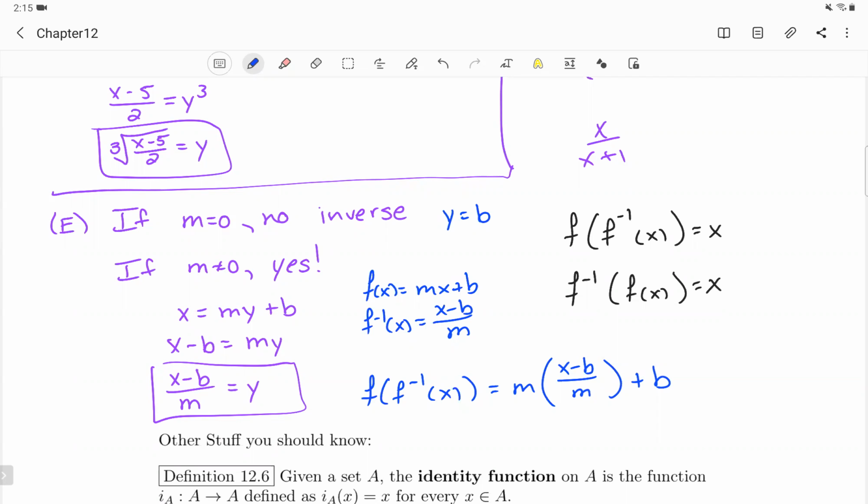Well, what happens? M cancels, and then what happens? 3. Yep. So we get x. Because the m's balanced to 1, then the b's balanced to 0, leaving me with just x. All right. And same thing if you did the other direction.